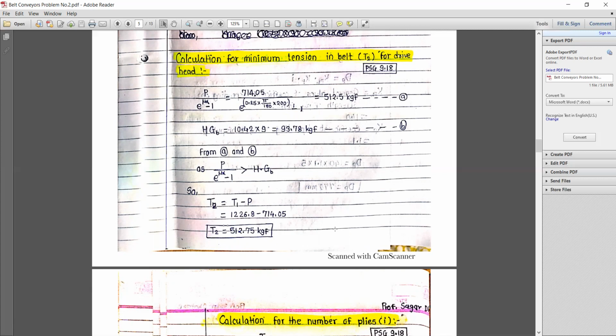Putting in the values of P and mu alpha, the value of that ratio is 512.5 kgf, which we denote by a. Now the second expression, h into gb, comes to 93.78 kgf, which is denoted by b. From a and b, the value of P divided by e raised to mu alpha minus 1 should be greater, and when we compare, this condition is satisfied. So after satisfying this condition, we can choose the formula T2 is equal to T1 minus P. So T2 is equal to 512.75 kgf. The minimum tension in the belt for the driving head is 512.75 kgf.